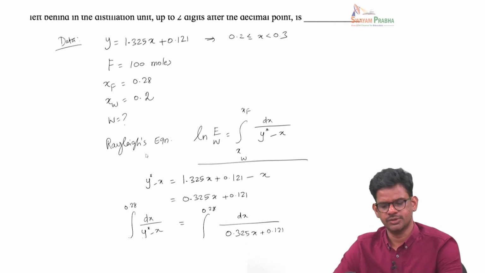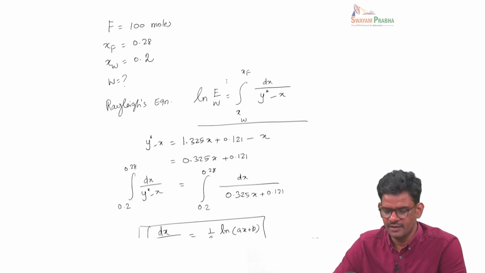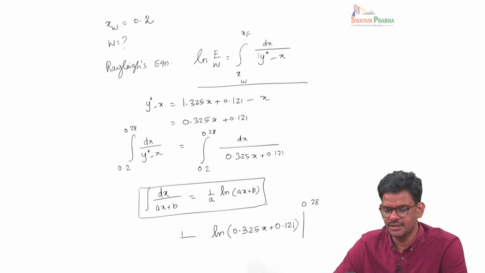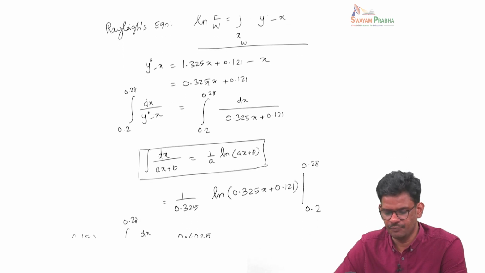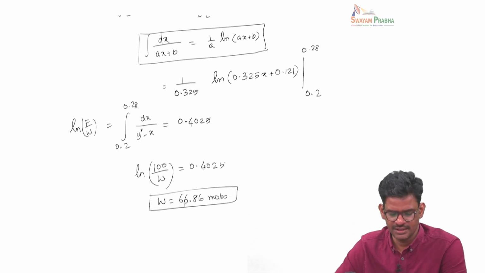So this is basically a batch distillation problem where we start with the Rayleigh's equation, and the equilibrium line is given using this particular relationship, and then we know the limits XW and XF, and it's a direct integration substitution, and then we will know that the only unknown, that is W, is 66.86 moles in this problem.